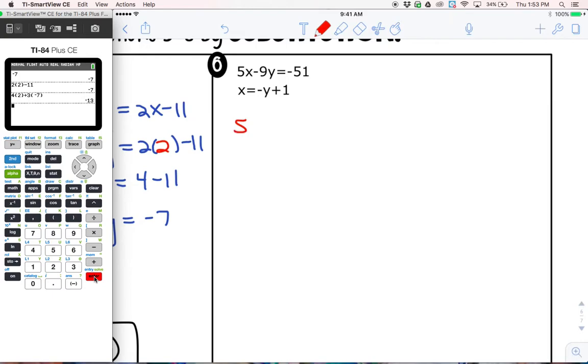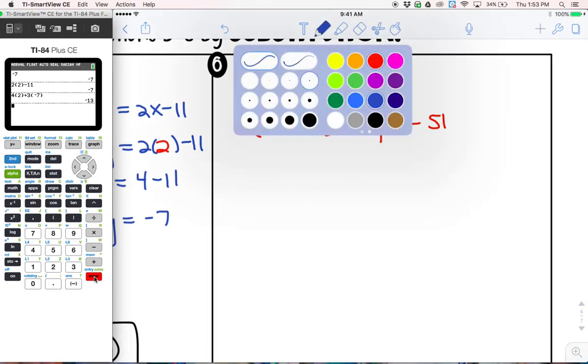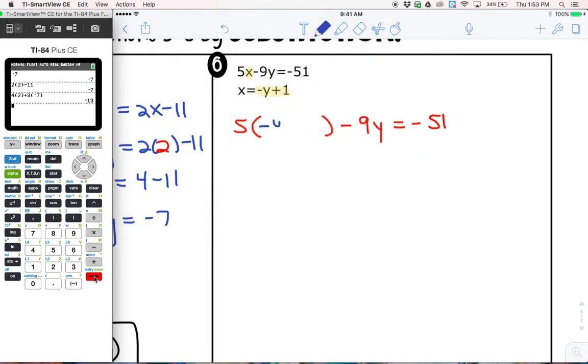I have 5x, but I'm not going to write x, minus 9y equals negative 51. I'm not going to write x. I'm going to write something that's equal to x, the same as x. All right, so in my parentheses, instead of writing x, I'm going to write negative y plus 1. Again, because those are equal to each other, just like it says here. What this does for me, like I mentioned earlier, is now I just have y's to solve.